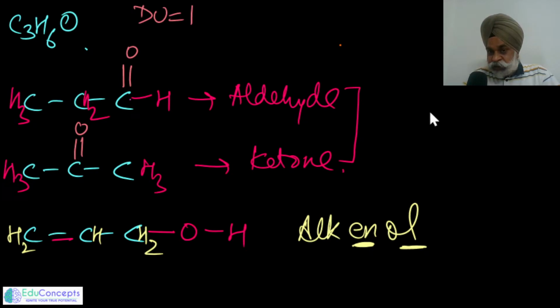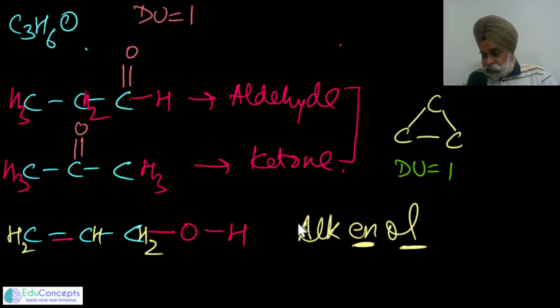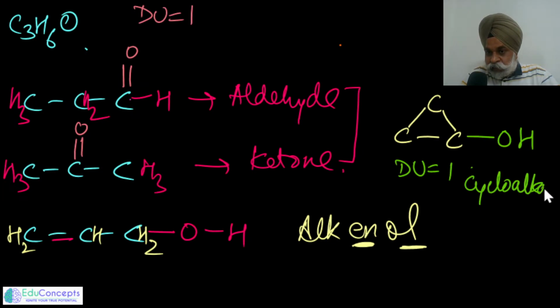But the story doesn't stop here. Somebody else can use the same entity like this also. If you place 3 carbons like this, you can place it like this. Here, if you place the 3 carbons like this, the degree of unsaturation came out to be 1. But still you have to place one oxygen. So now what you can do is place OH like this. So now this happens to be cycloalkanol. This would be classified under the category of cycloalkanol.